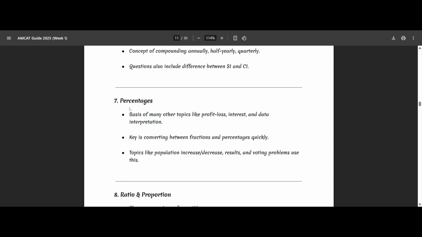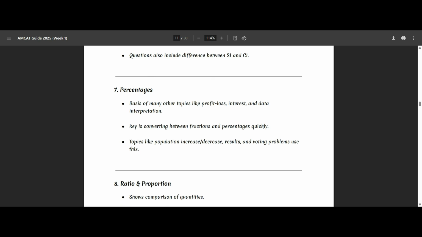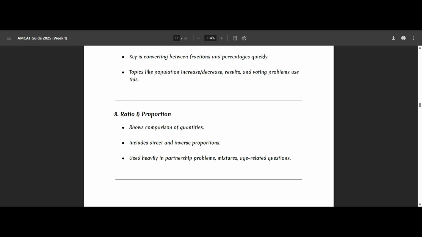Up next, we have percentages, basis of many other topics like profit loss, interest, and data interpretation. Key is converting between fractions and percentages quickly, and topics like population increase, decrease, results, and voting problems use these. So these are all high school or middle school math. Okay, nothing to learn, just to revise.